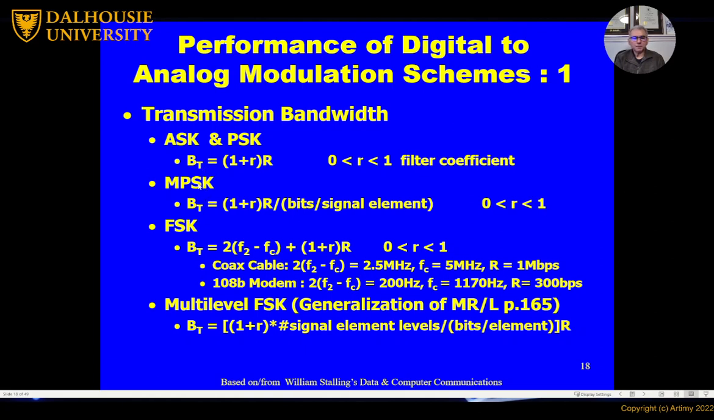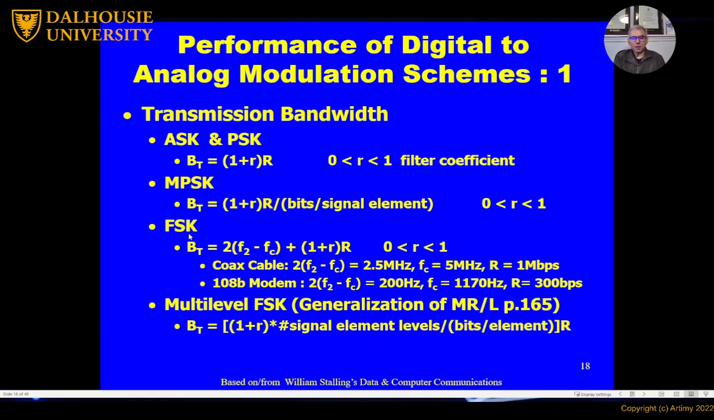So obviously the performance in terms of bandwidth for this second technique is better, right? It's half the bandwidth or less for the same rate. We didn't change the rate, but the bandwidth is half. Great. Or we could also look at it from a different perspective and say, for the same bandwidth, I can send double the data, double the bits, right? So it's either the same rate and half the bandwidth, or the same bandwidth and double the rate.